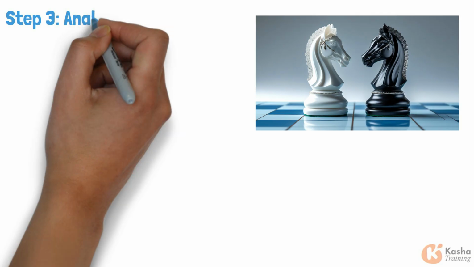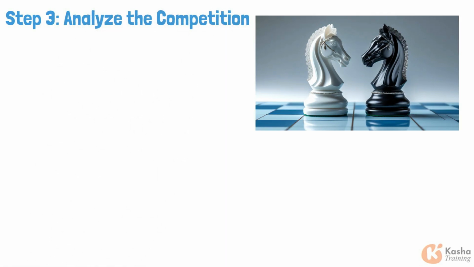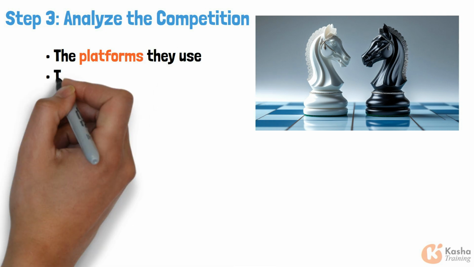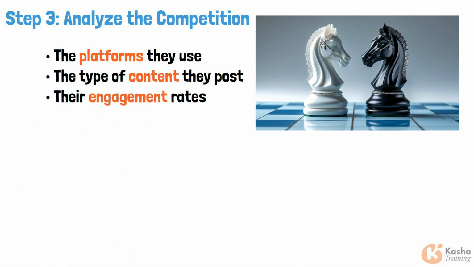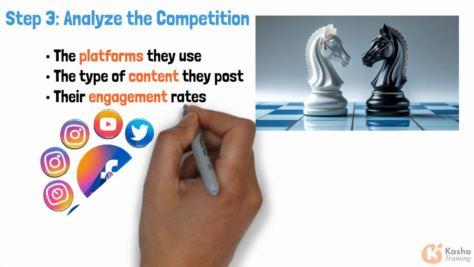Step 3. Analyze the competition. Study what your competitors are doing. Look at the platforms they use, the type of content they post, their engagement rates. Resource: use the Meta Ads Library to see competitors' ads and Namechk to check available social media handles.